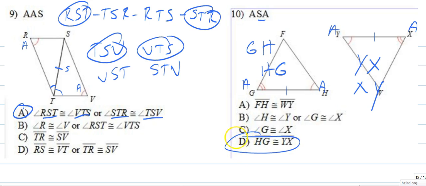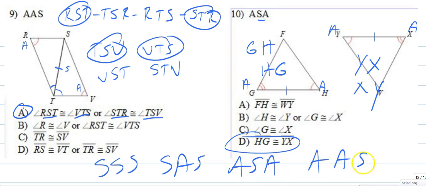And that's pretty much your work today. You're going to get work from side, side, side, side, angle, side, side, angle, and angle, angle, side. And then you just work on the 35 or 45 questions, whatever you all have, and that's it. Alright, see y'all later.